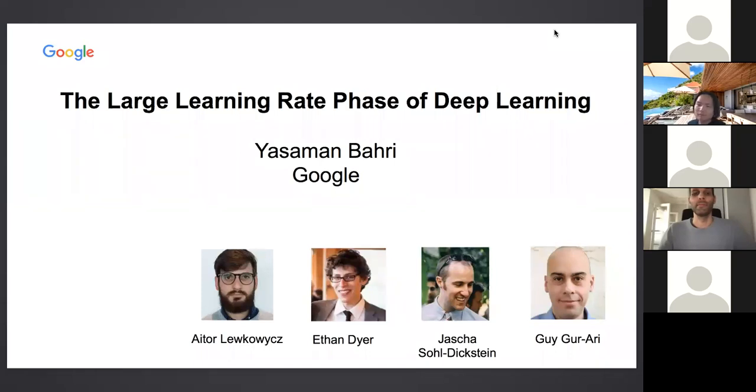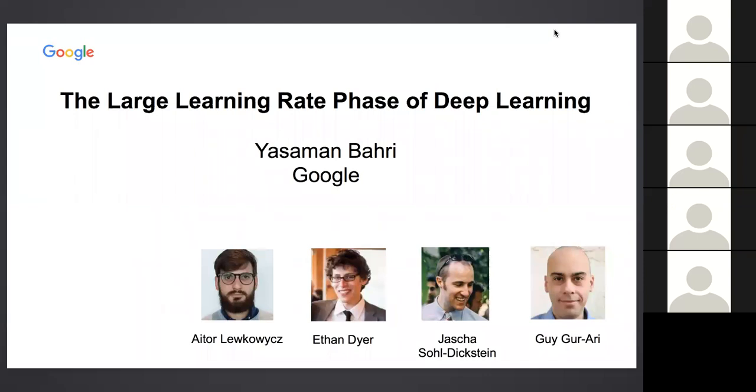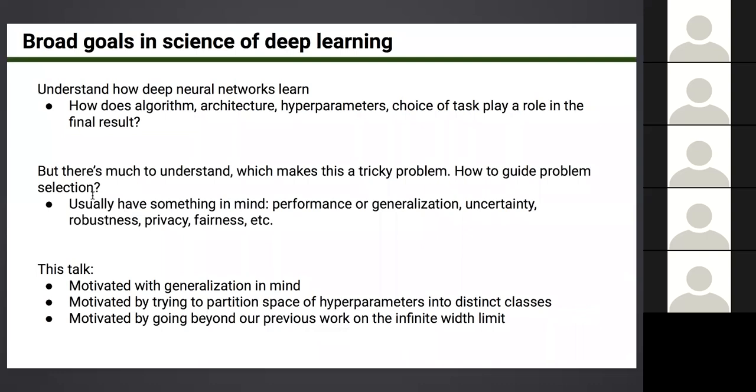Thank you, Greg, for the introduction and also for the invitation to give this talk here. So the work that I'm mostly going to be talking about today is joint with a lot of former physicists, Aitor Lukowitz, Ethan Dyer, Joshua Zoll-Dickstein, and Guy Garari, whom many of you may know. Actually, I was going to start with a couple slides of background context, which will cover a little bit of how we got to this project, the history of our work before this, also related to the neural tangent kernel. So I'll start pretty broad, do a couple slides of intro, and then get into this particular topic.